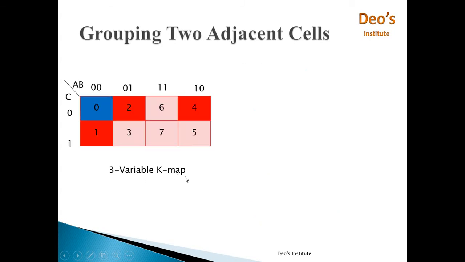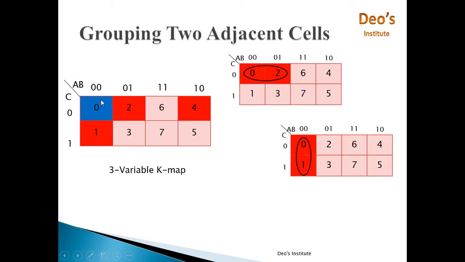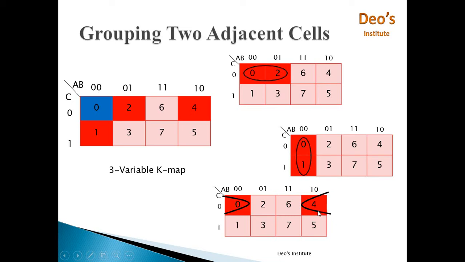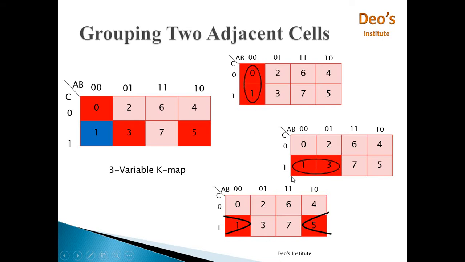Now in case of three variable K-map, first column is always adjacent to last column. So 0 is adjacent to 2, 1, like we discussed in two variable K-map, but 0 is also adjacent to 4. So you can consider a K-map is a circular structure where the first column is adjacent to last column and first row is adjacent to last row. So 0 is adjacent to 2, 1 and 4. So you can form a group like this: 0, 2, 0, 1 or 0 and 4. Similarly, 1 is adjacent to 0, 3 and in circular fashion 5. So you can make groups like 0, 1, 1, 3 and 1 and 5.